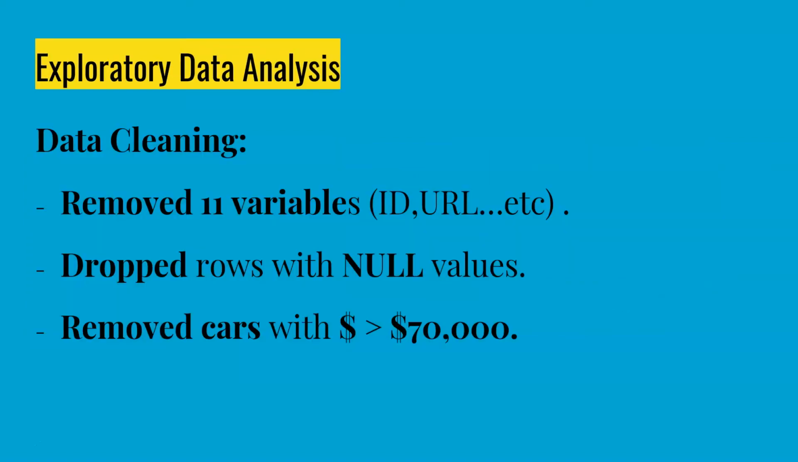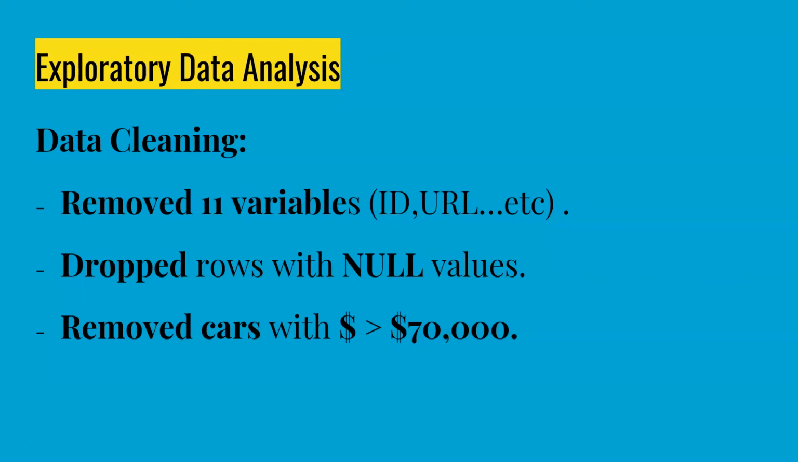In order to prepare our dataset for the exploratory data analysis phase, there were some data cleaning steps that needed to be performed. What we first did is we removed 11 variables from our dataset, like ID and URL to the website, just any columns that weren't adding any relevant information to our research. We then dropped any rows that contained null values in any of the remaining columns. And this actually resulted in our dataset decreasing in size from 500,000 observations to 100,000 observations.